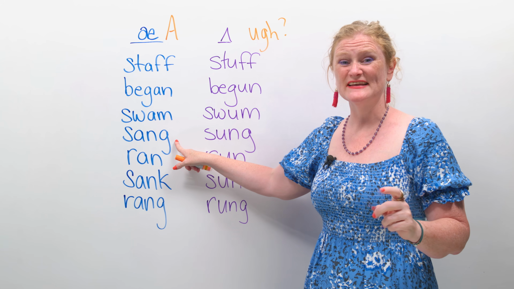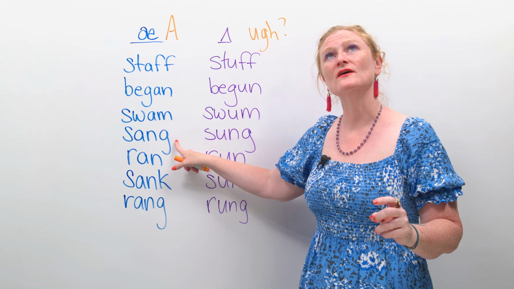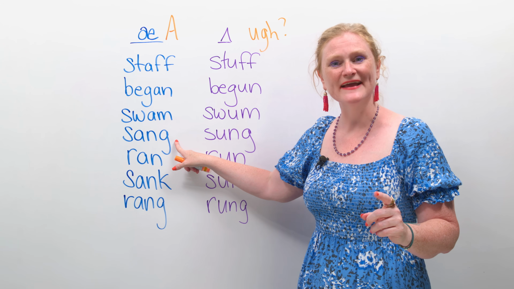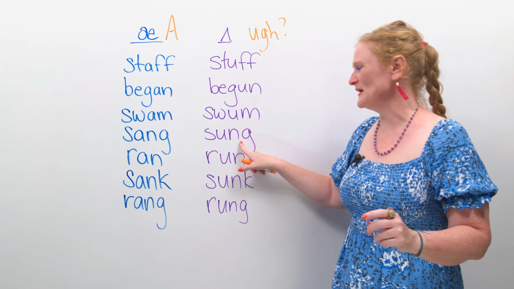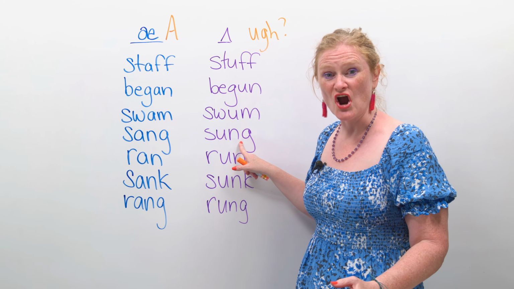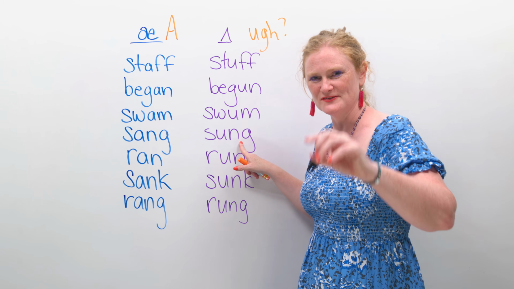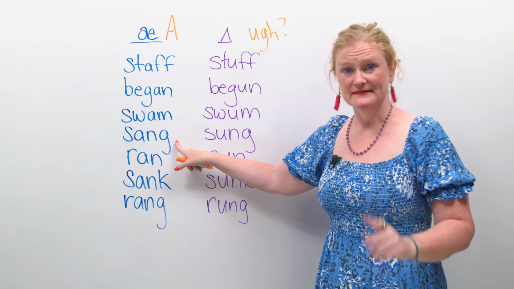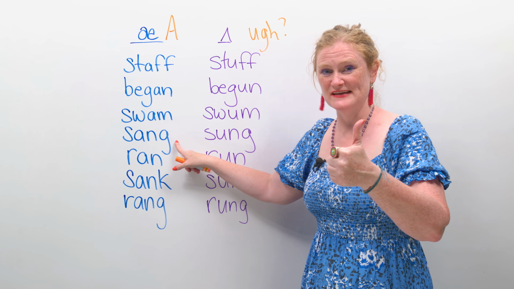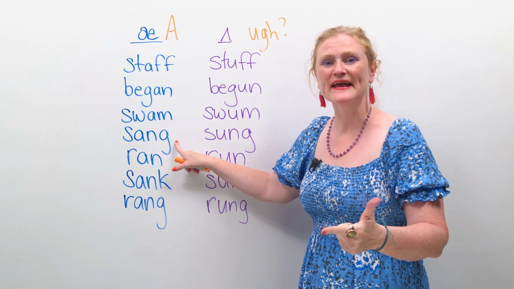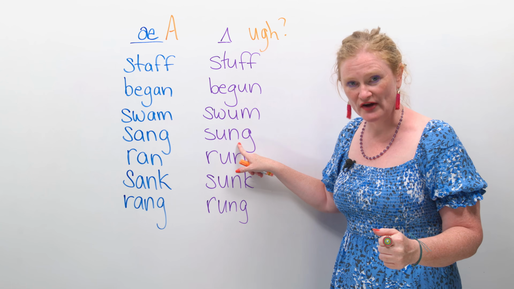The past tense is sang. Sang. And the past participle is sung. Like Alfred's song. Hi, Alfred, what's up? Yeah, the present tense is sing. So we have sing, sang, sung.